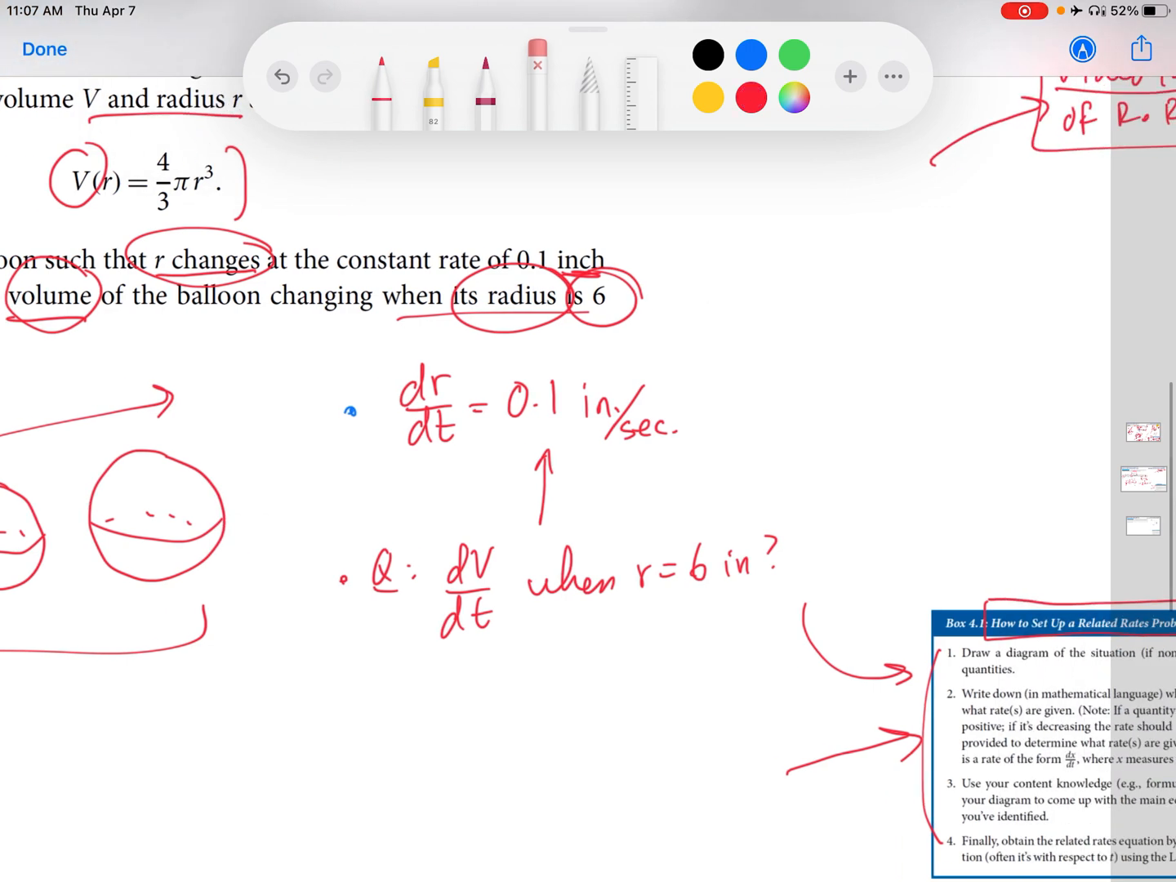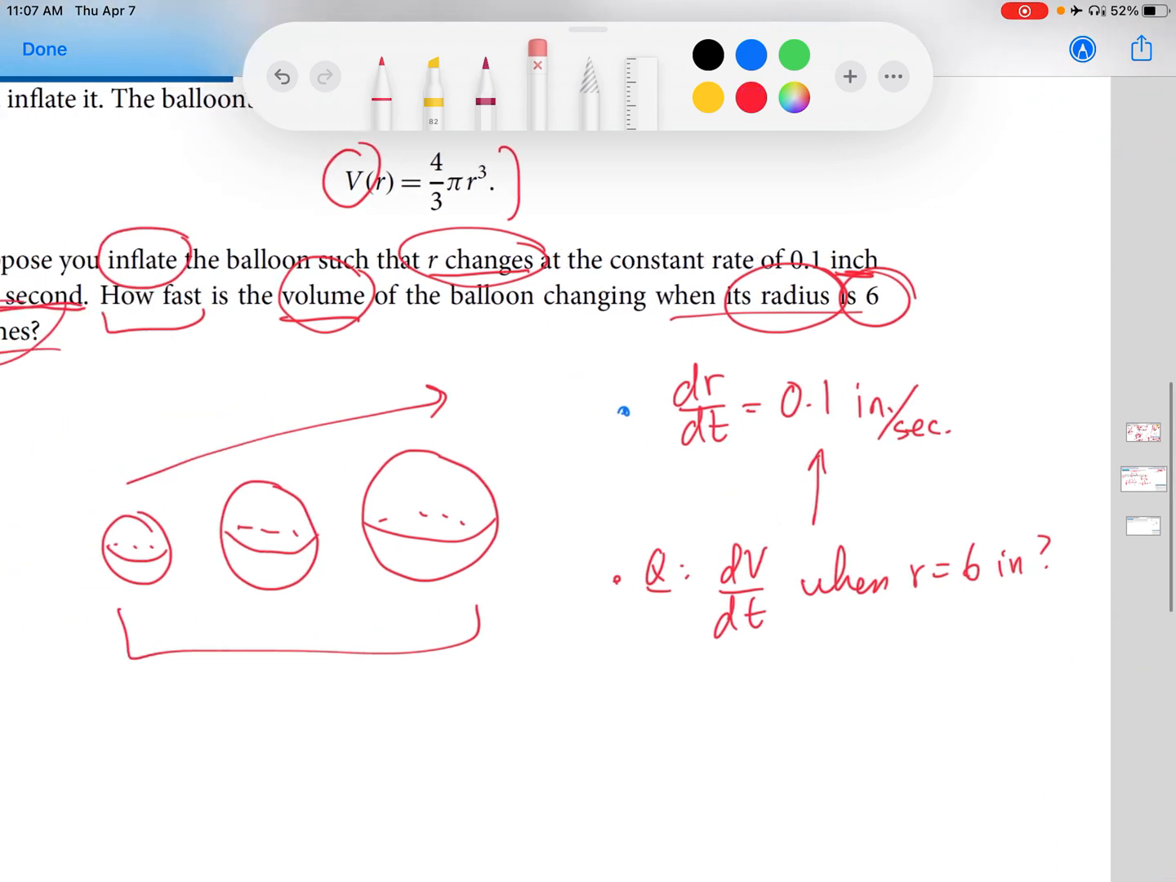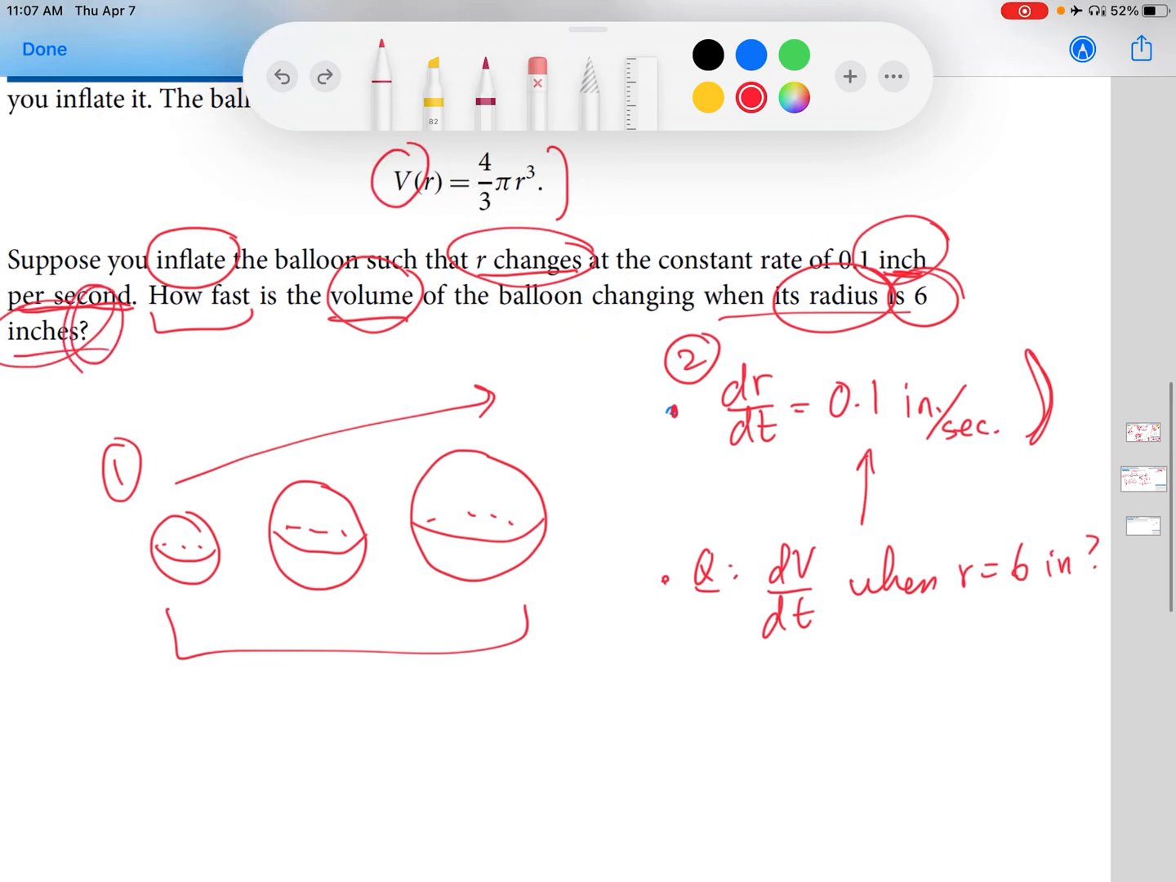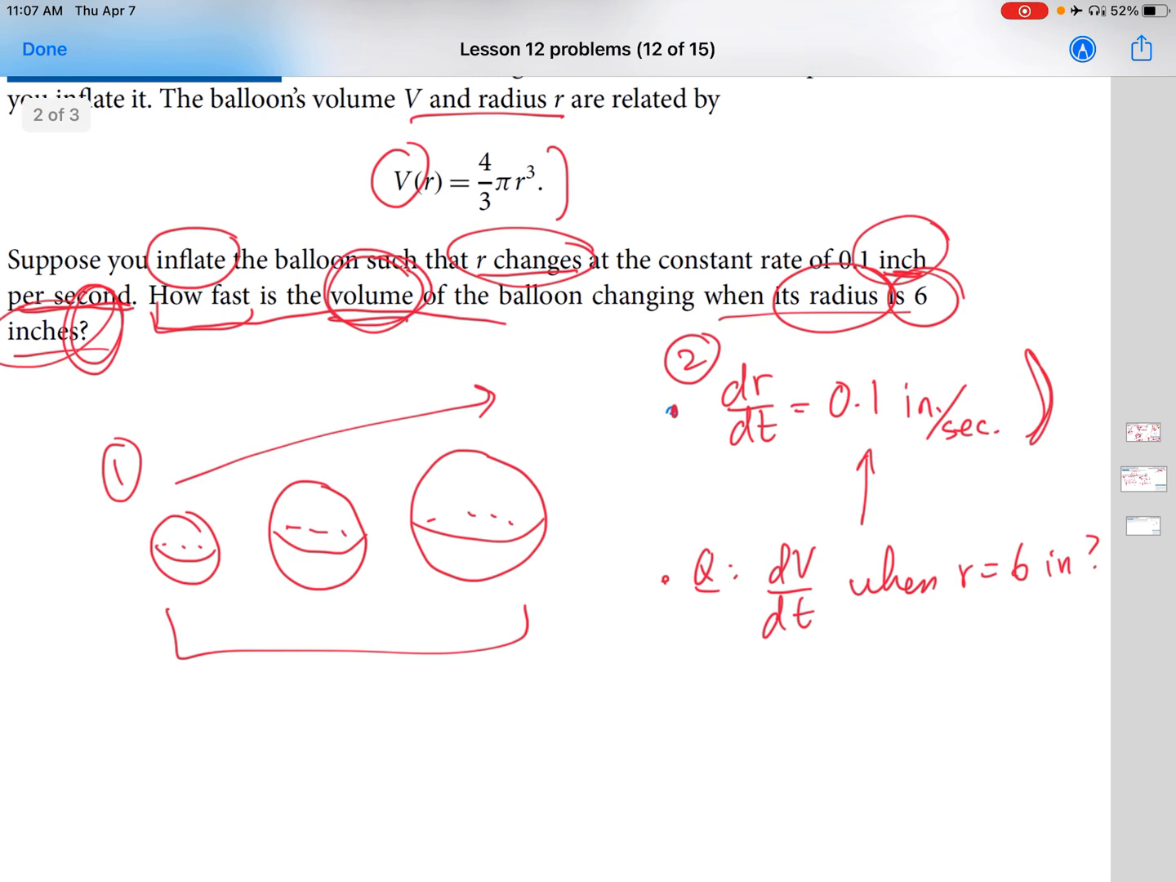Okay. So you can see what I've tried to do here, and I'll go over it very quickly. This is what's in box 4.1. First, I tried to draw a diagram. And then next, I tried to take the information I was given and, using the units as a guide, write down the rates that I was given and select variables, R and T. Then I went off and I found the question. Here's the question right there. And it was, how fast is something changing? That is a prototypical related rates question. And I tried to mathematize that also. The volume, V, with respect to time, T, and then when the radius is 6 inches, that's over here.